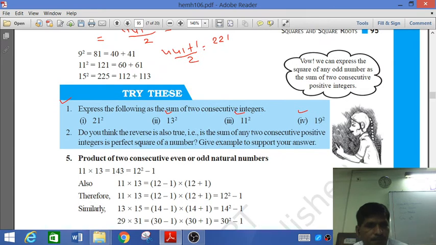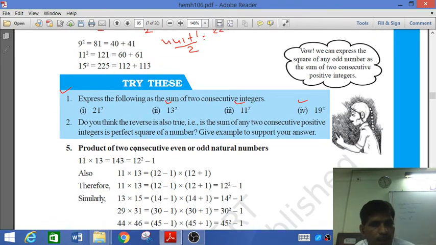Now product of two consecutive even or odd numbers. So 11 into 13, both are odd numbers. So 143. Between 11 and 13, which number is there? 12. So 12 square minus 1. Now 11 and 13, how can we find it again? 12 minus 1, 12 plus 1, so 12 square minus 1.